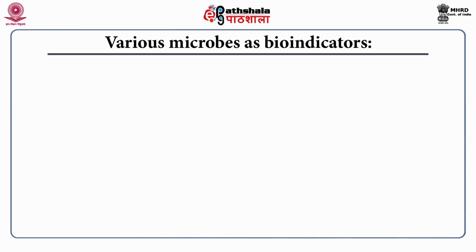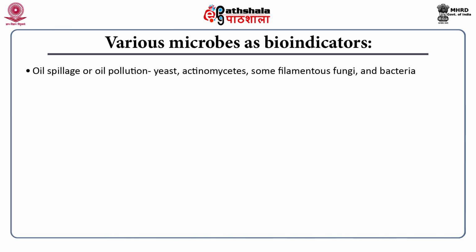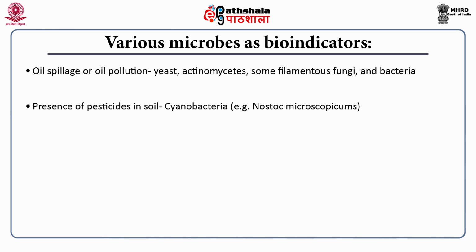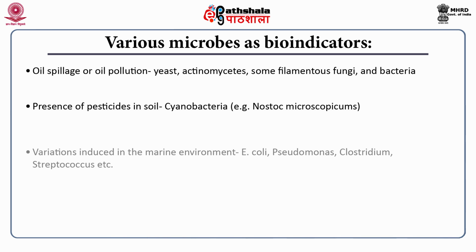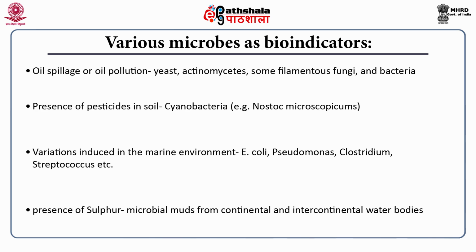Various microbes act as bioindicators. Oil spillage or oil pollution can be detected by yeast, actinomycetes, some filamentous fungi as well as some bacteria. Presence of pesticides in the soil can be detected using cyanobacteria, for example, Nostoc muscorum. Variations induced in the marine environment are indicated using E. coli, Pseudomonas, Clostridium, Streptococcus, etc. The presence of sulfur can also be indicated using bioindicators, and the microbial muds from the continental as well as intercontinental water bodies are helpful in the detection of sulfur.